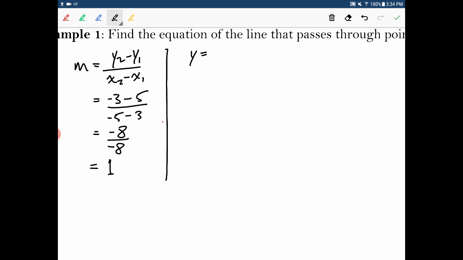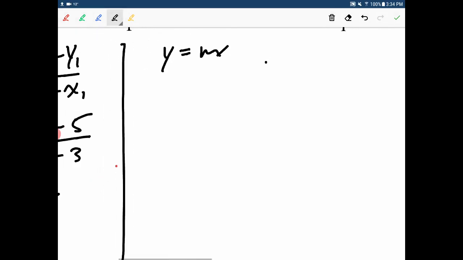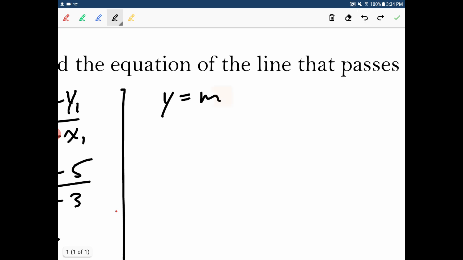We just say y equals mx. Oh, wow. Sometimes this tablet just has a mind of its own. I don't even know what it's doing.